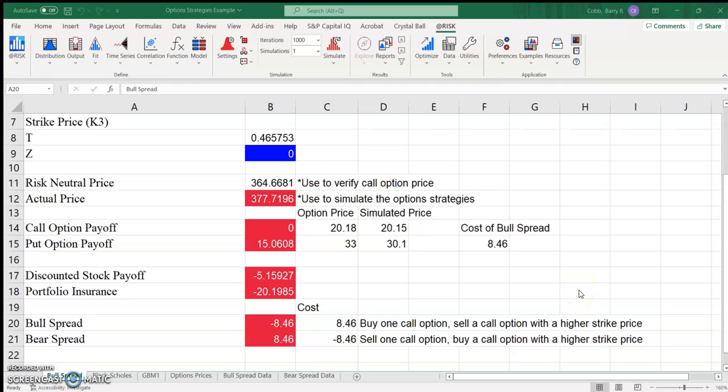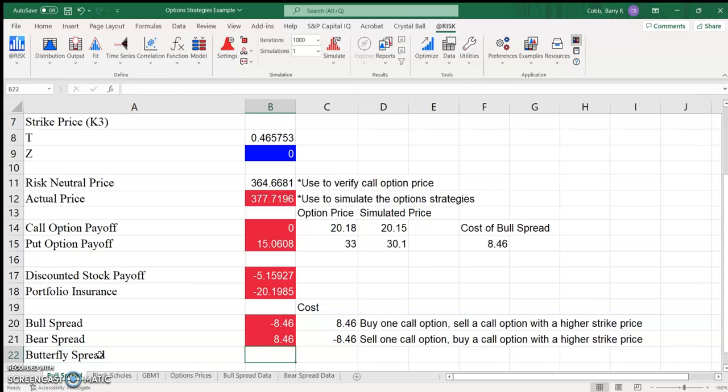Previously, we discussed two strategies, the bull spread and the bear spread, that use call options. The bull spread is a way to bet on the price going up for the stock, and the bear spread is a way to make a bet on the price going down. Now we're going to talk about another strategy called a butterfly spread.